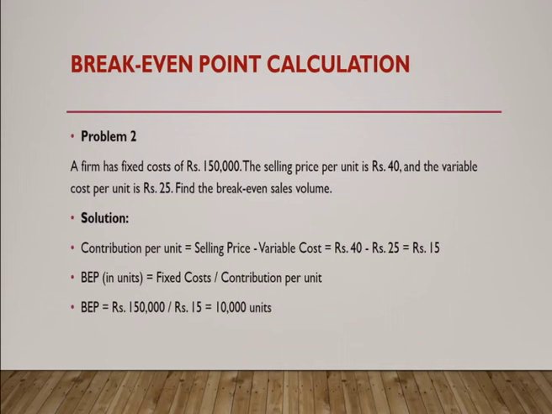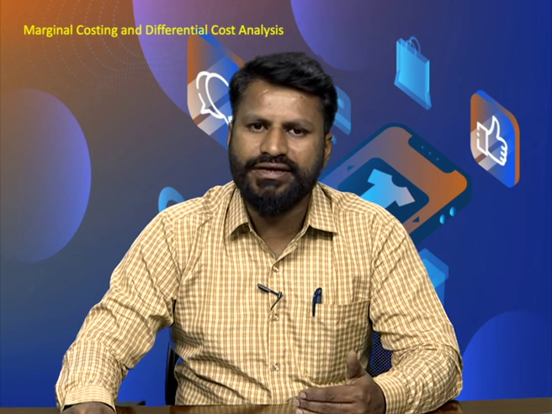Break even point in units is fixed cost divided by contribution per unit, a total of 10,000 units, that is the break even point. When we sell 10,000 units, we reach our break even point. If you sell more than 10,000 units, you will get a profit. If you sell less than 10,000 units, you will get a loss.